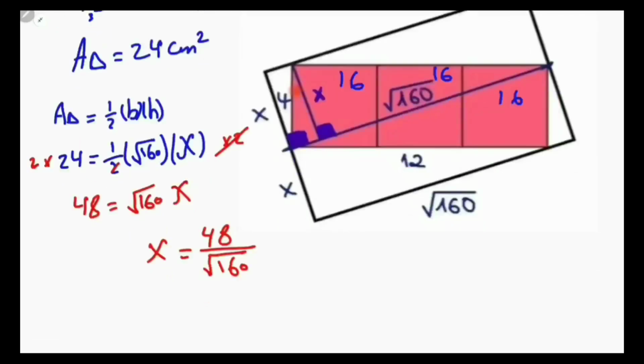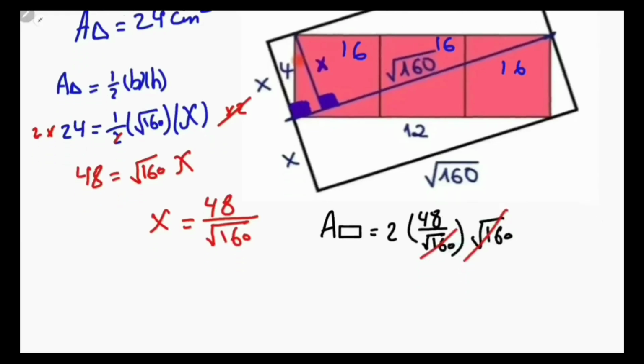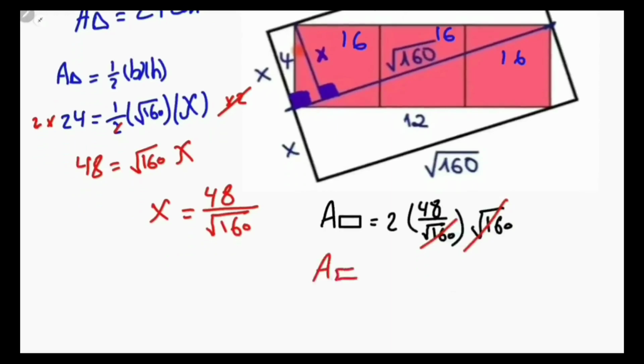Now the rectangle's area is length times width. So it's 48 over root 160 times root 160. Those cancel, leaving 48 times 2, or 96 square centimeters.